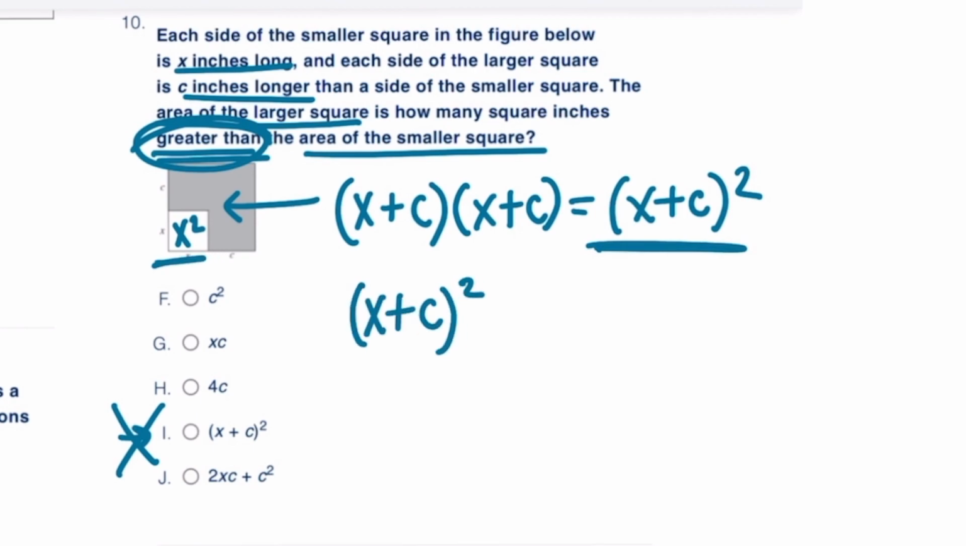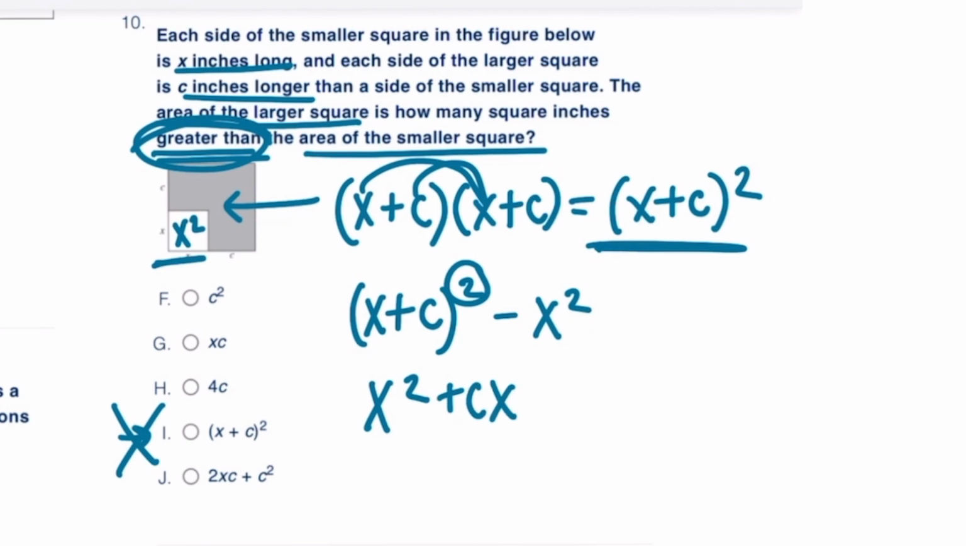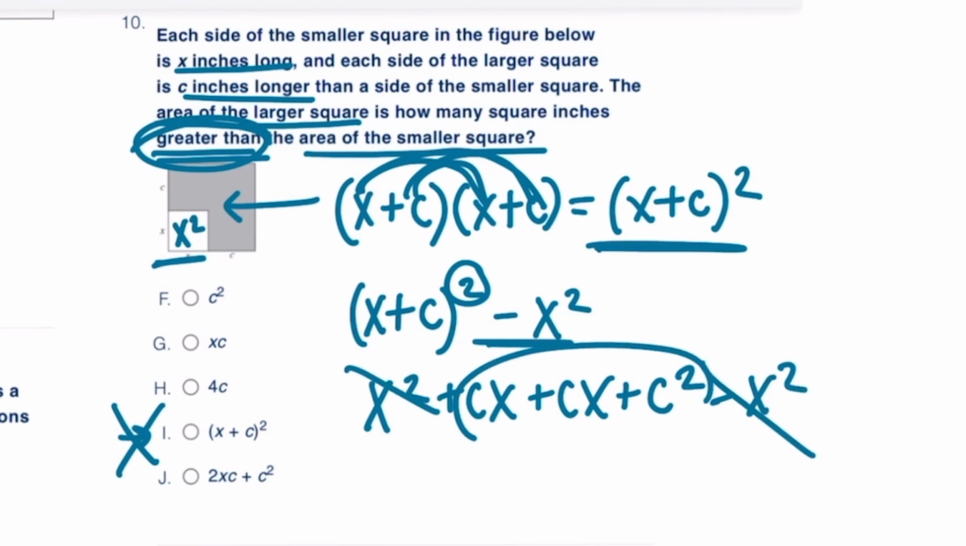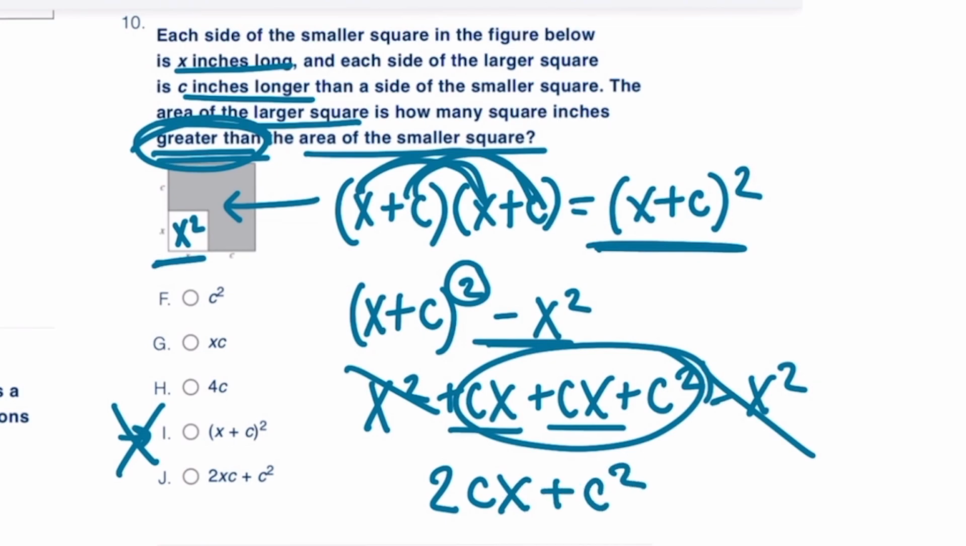So you might think I, but remember we want to know how much greater than it is. So I actually have to subtract those things. So I'm going to FOIL this out first, so that x plus c times x plus c to get x squared plus cx, so 2cx plus c squared minus x squared, which is going to cancel out, and I'm left with 2cx plus my c squared, which is option J.